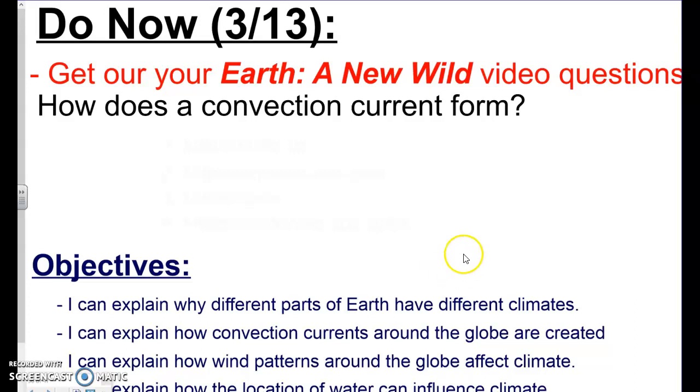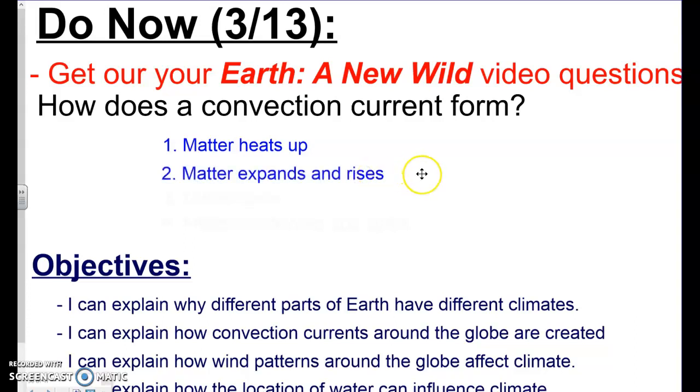So the first thing that happens is that matter, usually a fluid, will heat up. It's near a heat source and that matter heats up. Now, whenever anything heats up, the molecules begin to move faster and they shove against each other, which means they expand. And because of how density and gravity work, that expanded matter begins to rise and go up. Now that's if the heat source is at the bottom of the space. It's going to act a little different if the heat source is at the top, but we'll talk about that later.